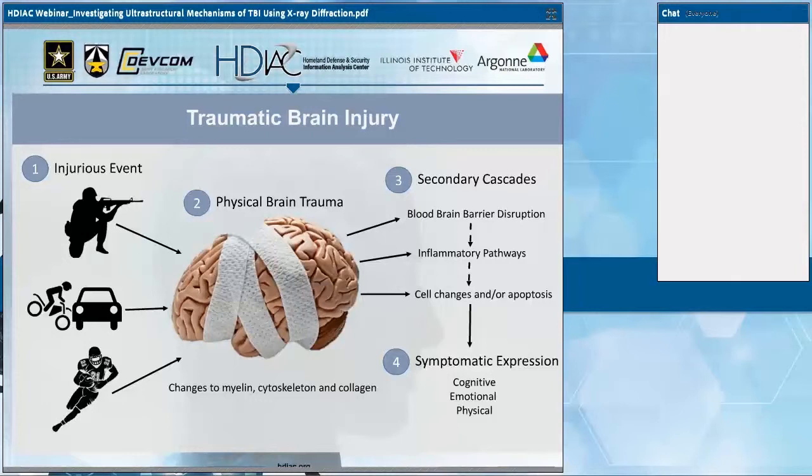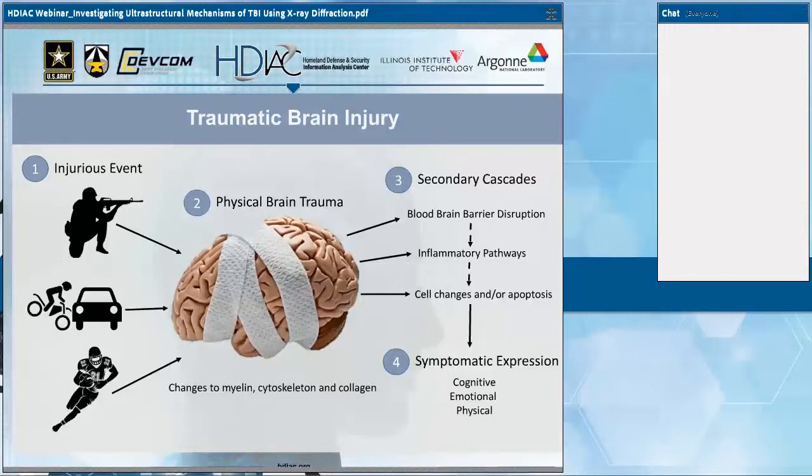These injuries begin with an initial insult, such as a car crash, sports collision, or gunshot wound, and the initial insult results in physical brain trauma resulting from displacement of the physical structures of the brain. Physical trauma to the brain then initiates secondary processes occurring in the minutes, hours, and days following the primary injury. Secondary injuries can include breakdown of the blood-brain barrier, leading to further escalation of inflammatory pathways and even cellular death.